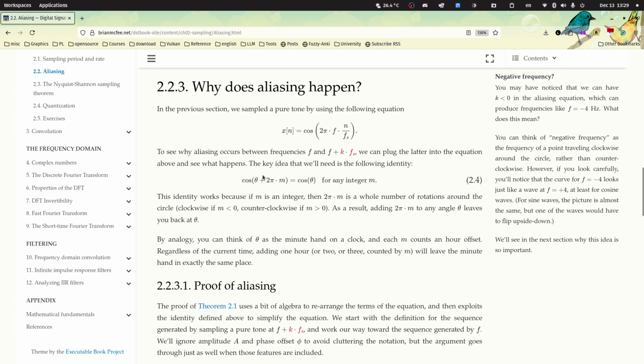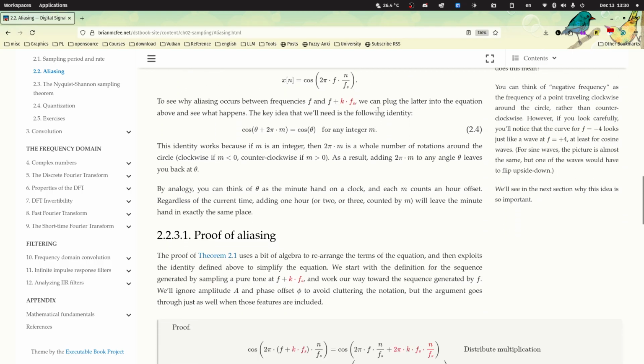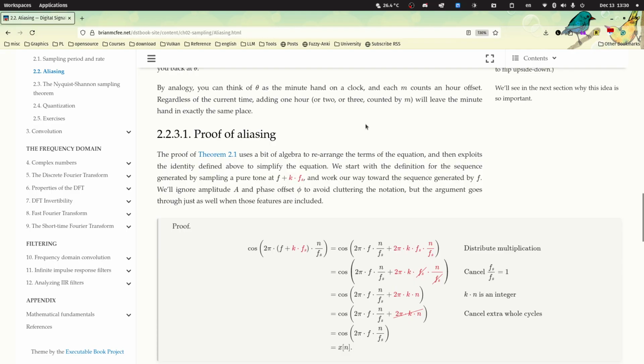Cosine of theta plus 2 pi times an integer is just cosine theta, because we just go around a whole circle. That's why there's an integer here: it comes from 2 pi times an integer. We can prove this by some algebra.